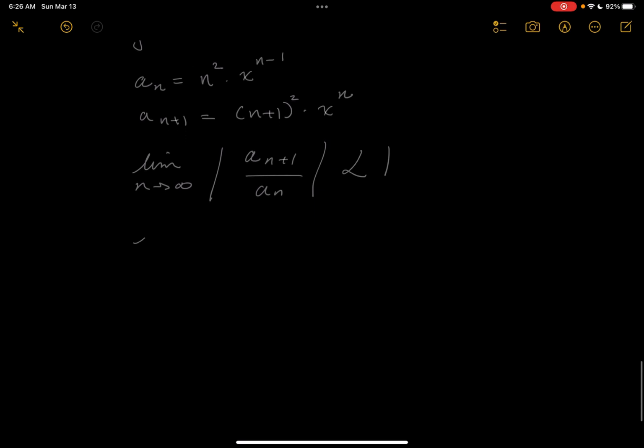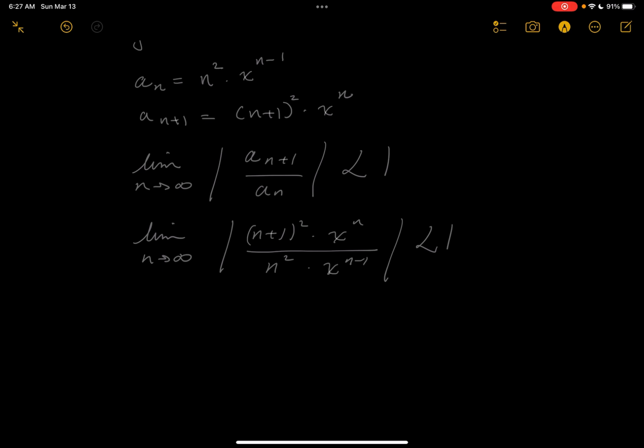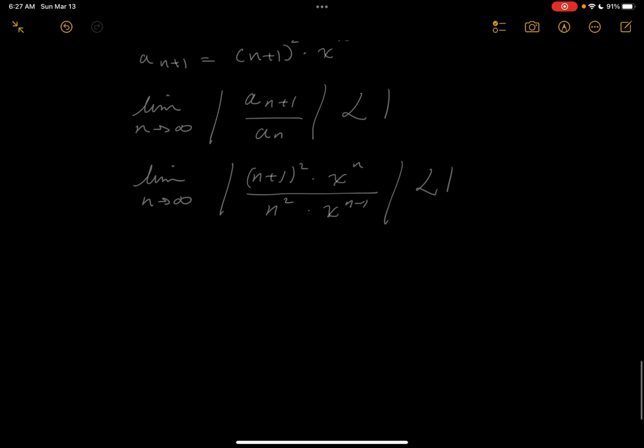Let's write this down. Limit n goes to infinity. So I get n plus 1 times x to the n, and these are squared, I'm sorry, I should have said squared, times x to the n minus 1, less than 1. Okay, let's keep moving. Write this over here a little differently.